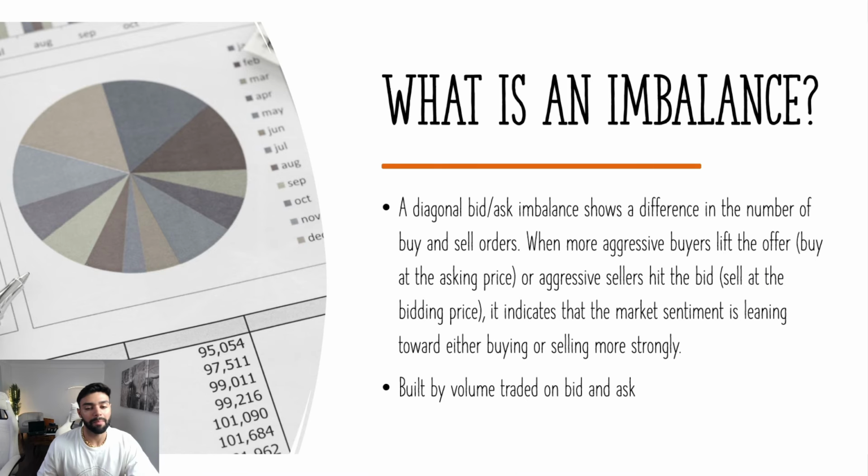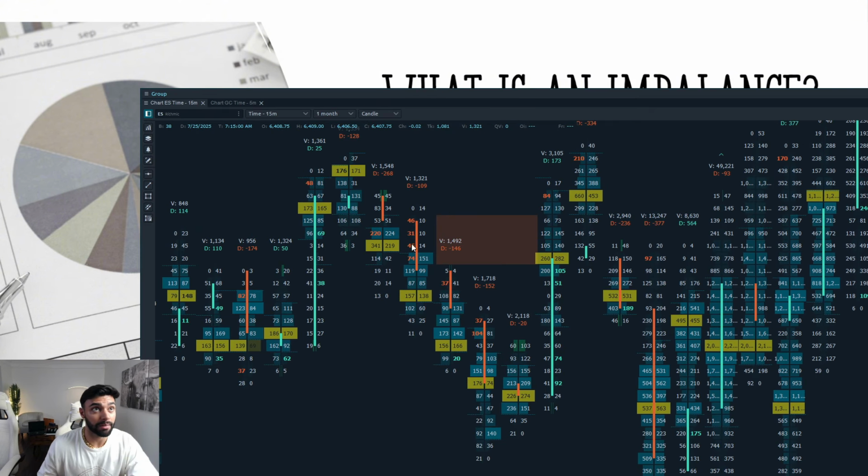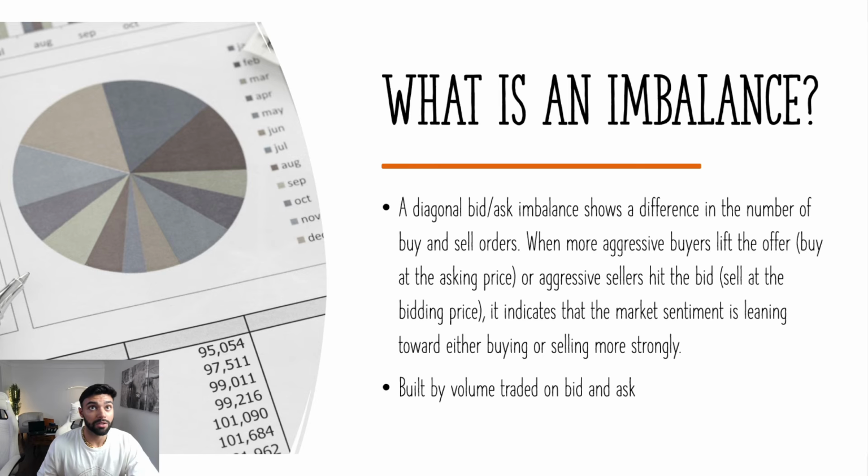Now, what is an imbalance? These are the squares I'm showing y'all, right? What is an imbalance? It's a diagonal bid and ask imbalance. The imbalance is not in between the buyers and sellers. It's just between the sellers or just between the buyers, right? It's diagonal. So it's the difference in the number of buy and sell orders.